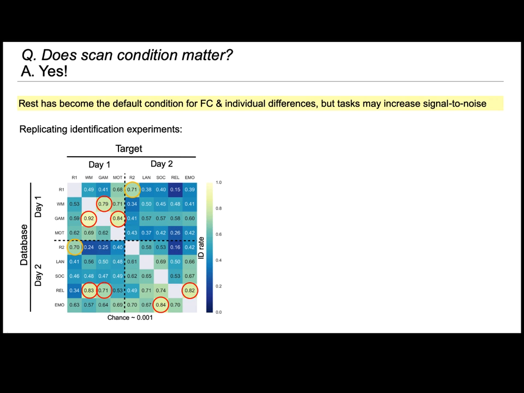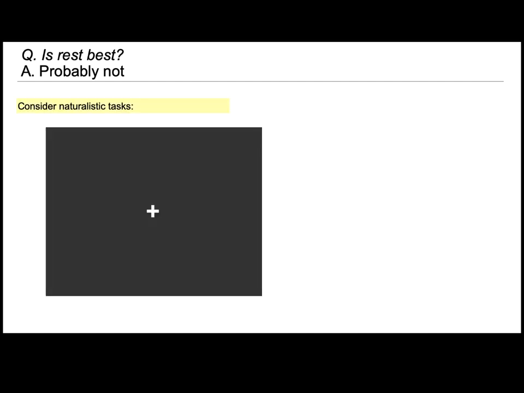But resting state is so unconstrained and potentially subject to these other factors, these within-subject fluctuations that we don't have a good handle on, that we're actually seeing that the presence of some kind of task, really any kind of task, is serving to sort of stabilize this individual functional architecture in a certain way. So is resting state really the best scan condition to use?